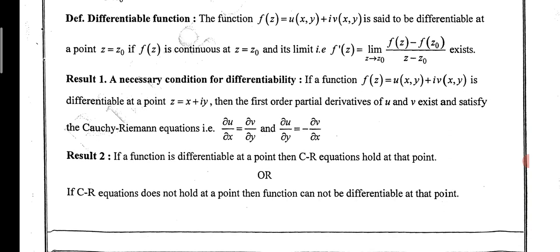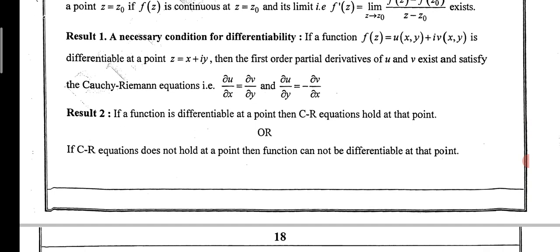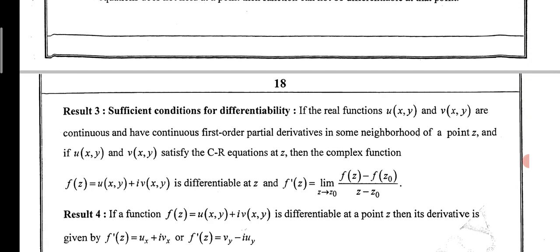Result 2: if a function is differentiable at a point z equal to z0, then the CR equations hold at that point. Or if the CR equations do not hold at a point, then the function cannot be differentiable at that point. Result 3, sufficient condition for differentiability.